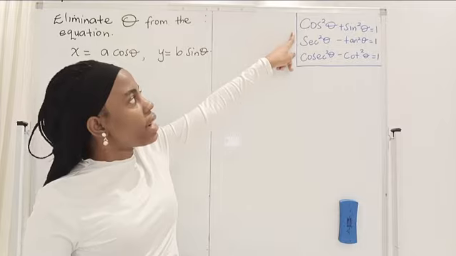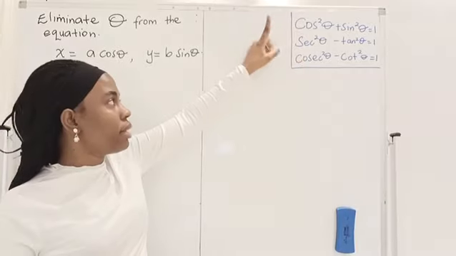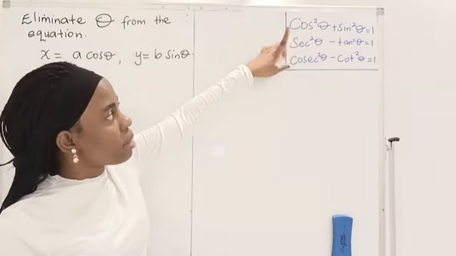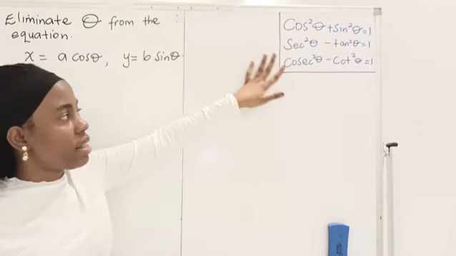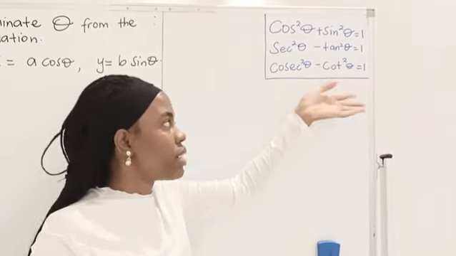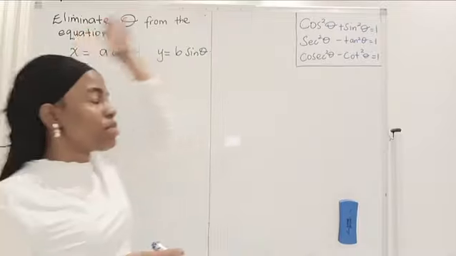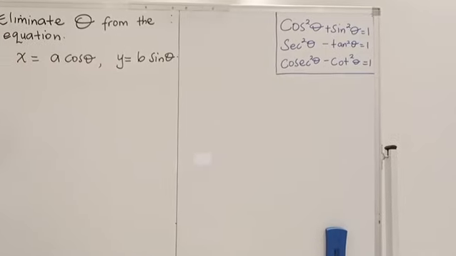We have the first identity, cos squared theta plus sin squared theta equaling 1. We have sec squared theta minus tan squared theta equaling 1. And the third one is cosec squared theta minus cot squared theta equaling 1. Now we are going to play around with the identities to see that we eliminate theta from the equation.